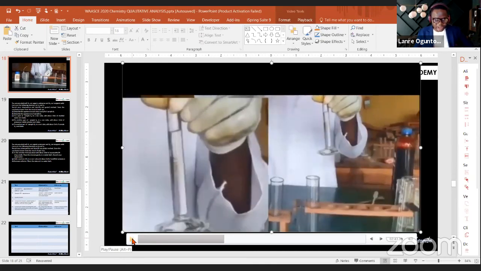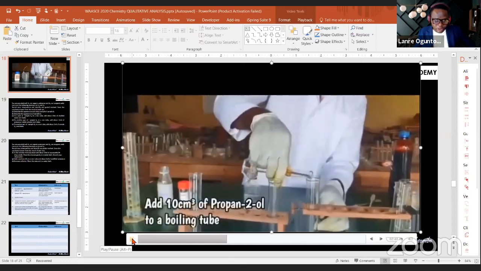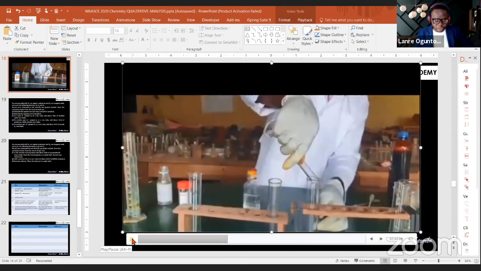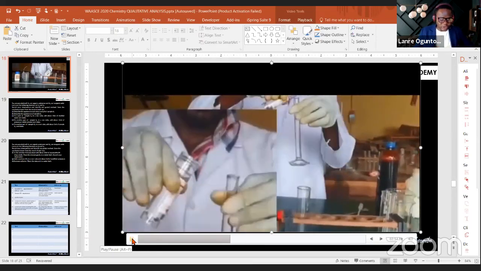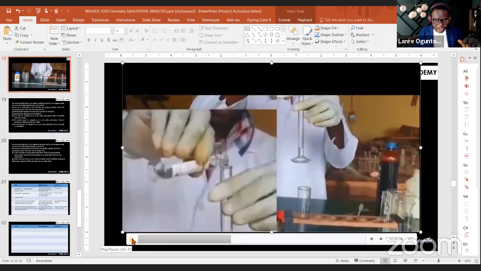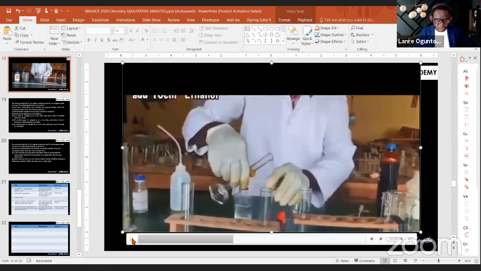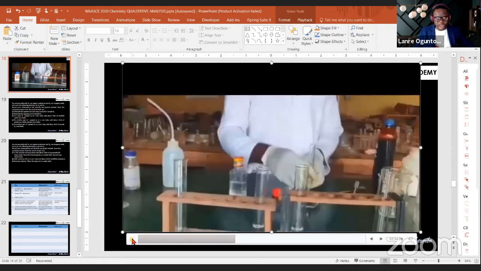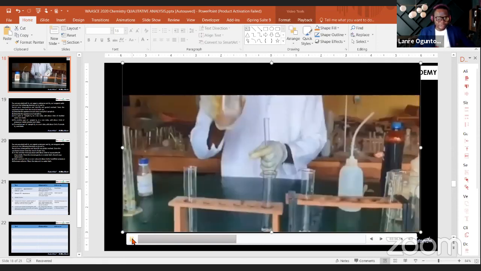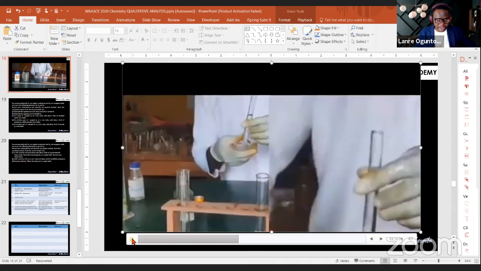So you can see the colorless substance. That's your propan-2-ol, okay, in your boiling tube. Now we want to add iodine to it. This is your iodoform test, okay? So let's mix iodine together. Then the next thing will be to add what? Your sodium hydroxide. We'll mix everything together, okay?